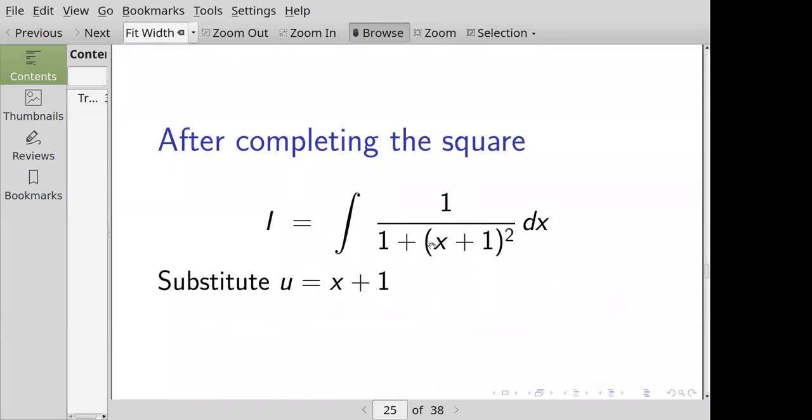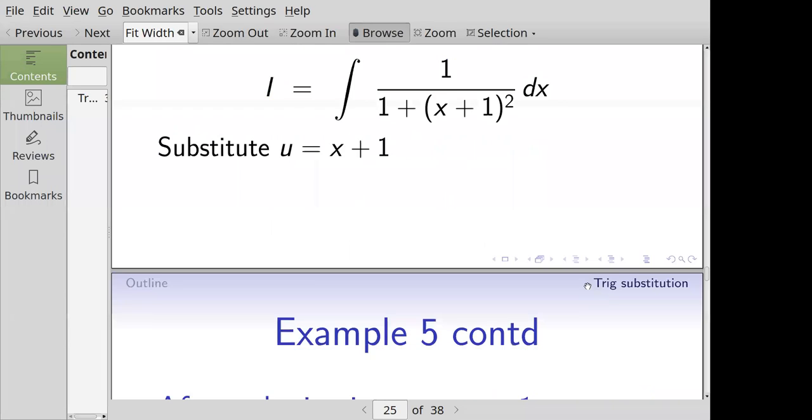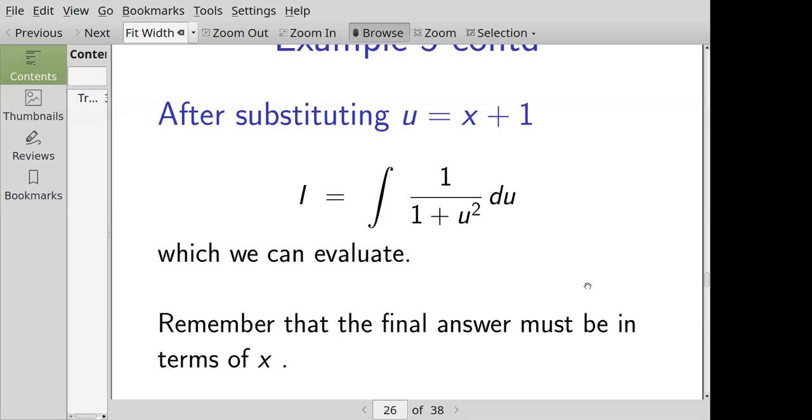I have the integral 1 over 1 plus x plus 1 squared dx, right? So x plus 1 squared is x squared plus 2x plus 1, and then I need another 1 to get my denominator. Now, we already know the form integral 1 over 1 plus u squared du, right? That's the one with the arctangent, right? So if I let u equal x plus 1, then x plus 1 squared is u squared, and dx is du. So the integral is the integral of 1 over 1 plus u squared du.